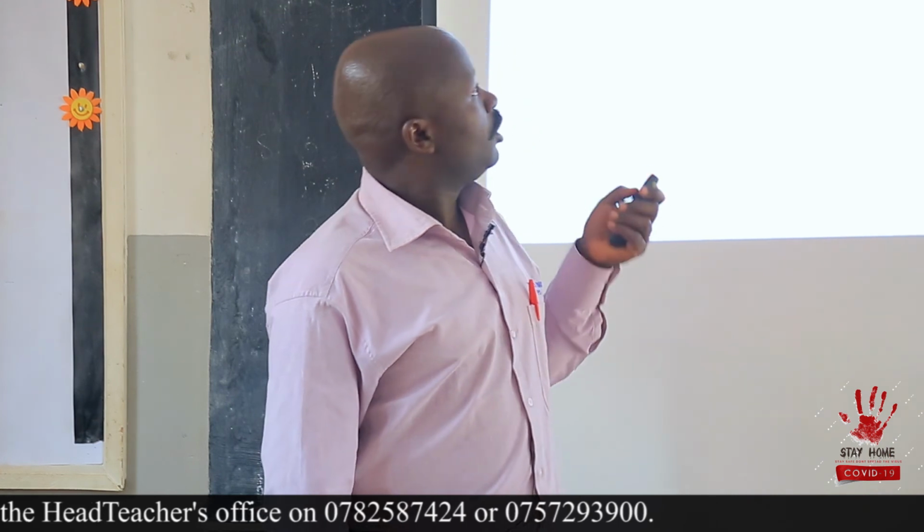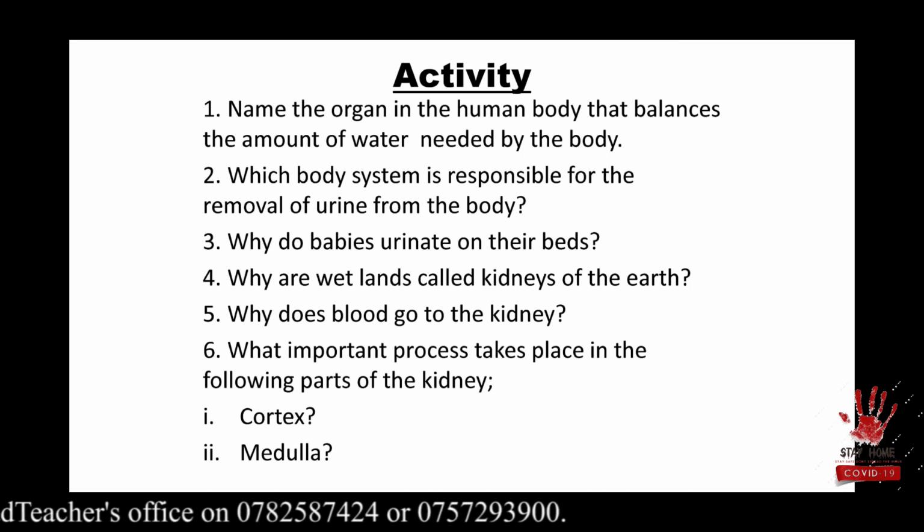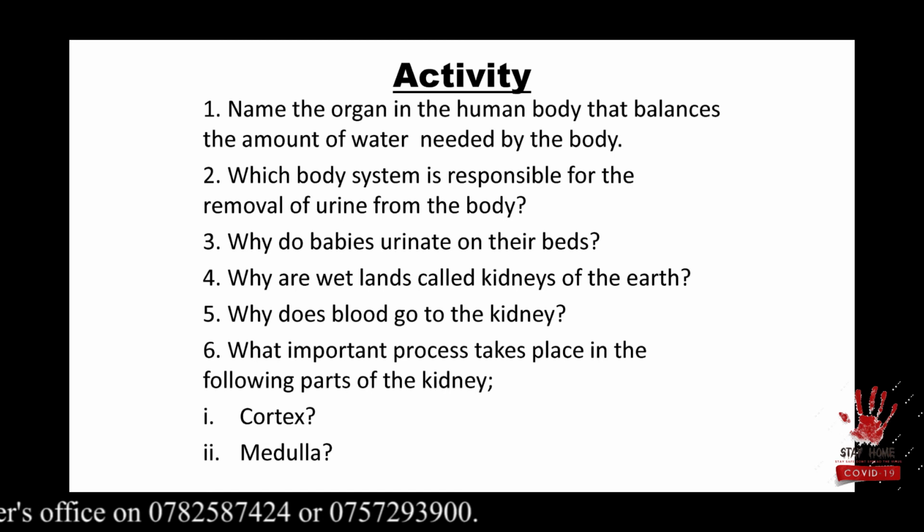So from there, we can go to the activity. And this is the activity that I will leave you with, which I'm going to just go through quickly as I end my lesson. The first question, name the organ in the human body that balances the amount of water needed by the body. Question 2, which body system is responsible for the removal of urine from the body? 3, why do babies urinate on their beds? Then 4, why are wetlands called kidneys of the earth? Next, why does blood go to the kidneys? Then 6, what important process takes place in the following parts of the kidney? 1, cortex. Question 2, medulla.